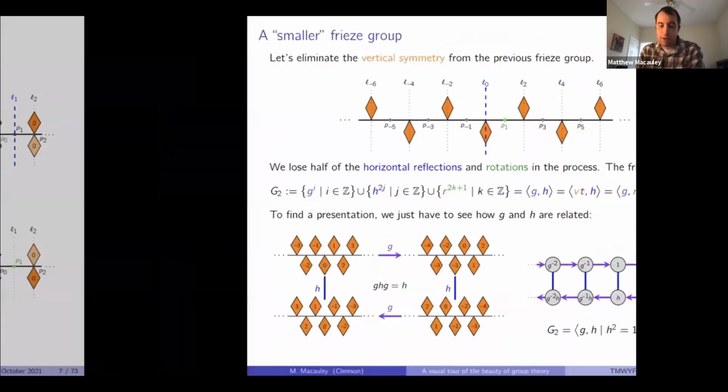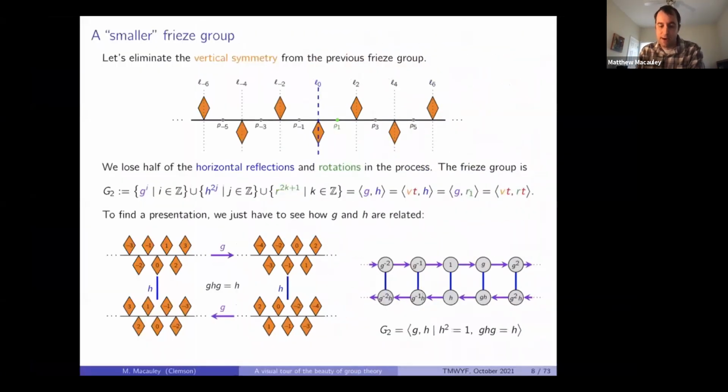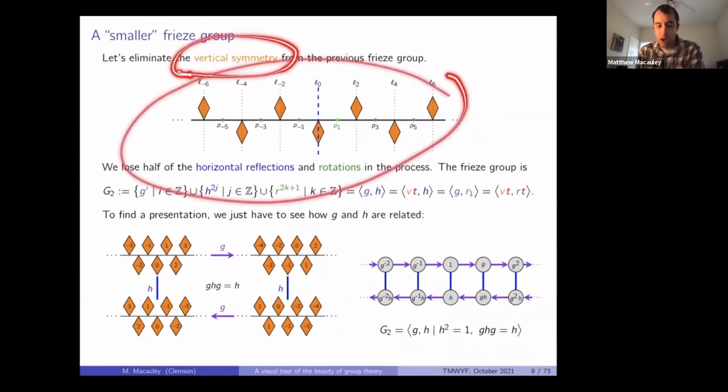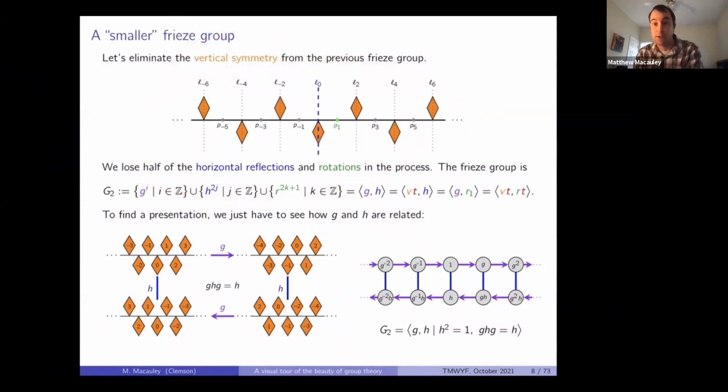So if I get rid of half of these triangles, now I've wiped out the vertical symmetry. And if I do this, along with it, I wipe out half of the rotations and half of the reflections in the process. So this is a different frieze group. Here's a Cayley diagram, but there's other things I could have done.